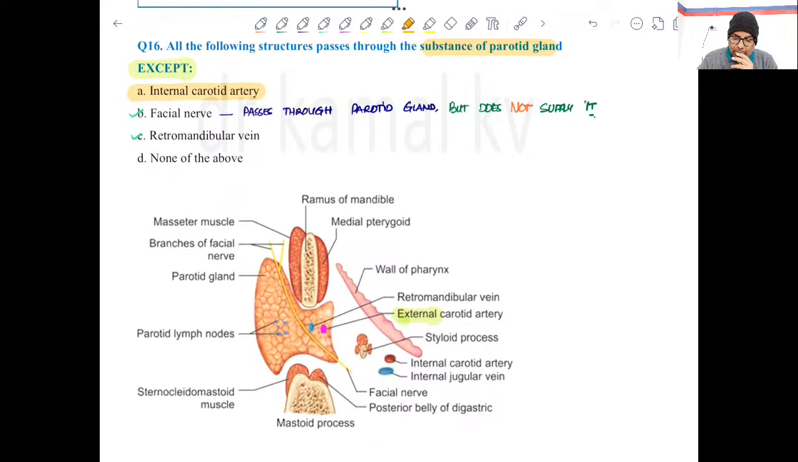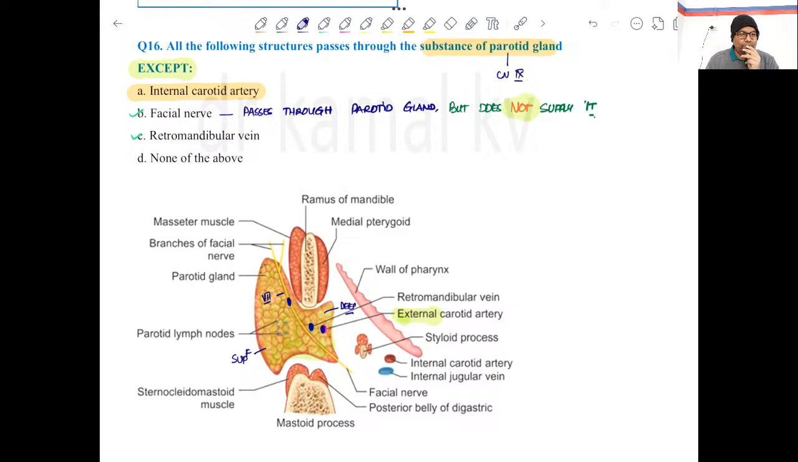Clear? So here you can see this is the facial nerve, extremely sorry. Then the retromandibular vein and the external carotid artery, and these are present within the substance of the parotid. This is the superficial part and this is the deep part. Clear? So this is the whole extent of the parotid. The structures present within the substance of the parotid are the facial nerve, retromandibular vein and external carotid artery. And again I am repeating, the facial nerve passes through the substance of the parotid gland but does not supply it. The parotid gland is supplied by the ninth cranial nerve.